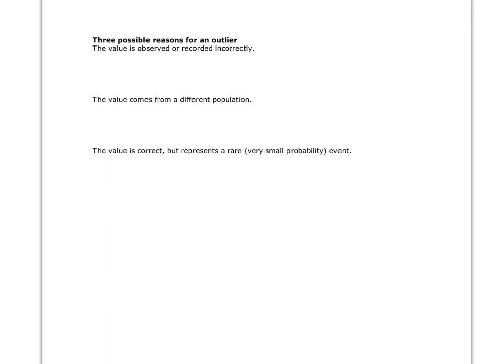That's possible. It could be that it should be 4 instead of 14. Like someone, in data entry, accidentally typed a 1-4 instead of a 4. So we either need to fix it or throw it out. If we can fix it, we want to fix it, or we should throw it out.